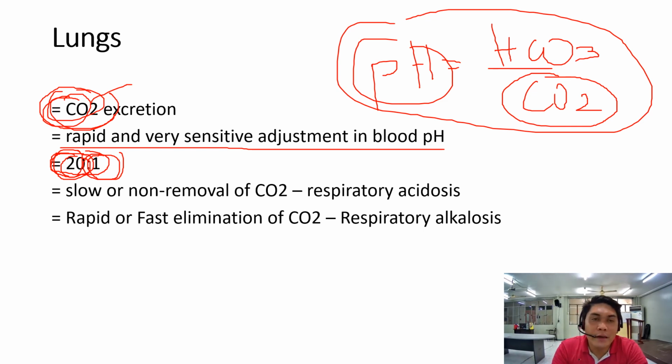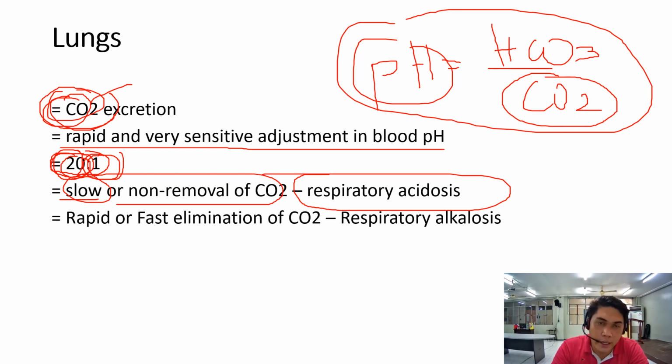Now if there is slow or non-removal of CO2, the patient will have respiratory acidosis. Why? For slow or non-removal of CO2, there is an increase in CO2 concentration in blood. That increase in CO2 concentration results in a decrease in blood pH. Remember, pH and carbon dioxide are inversely proportional. So increase in CO2, decrease in pH.